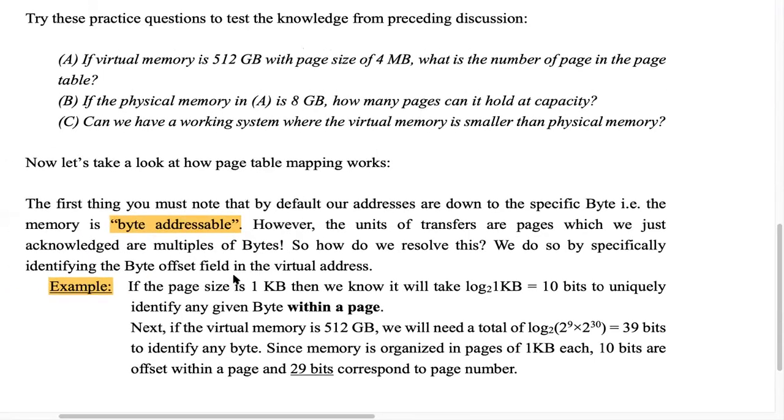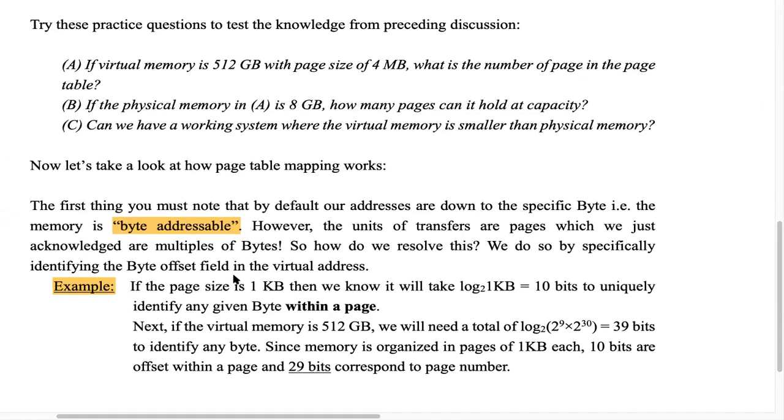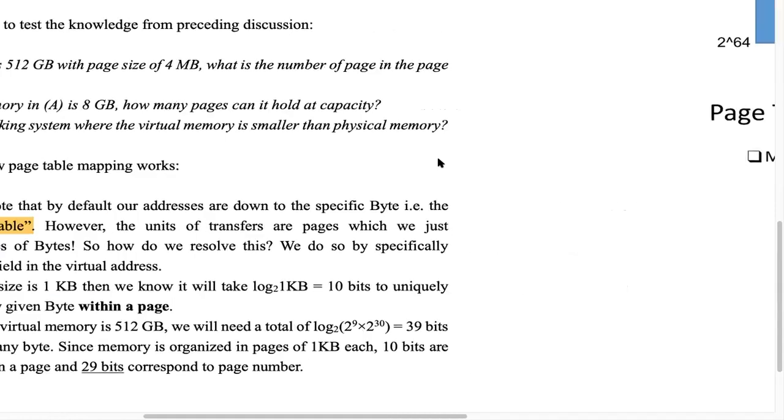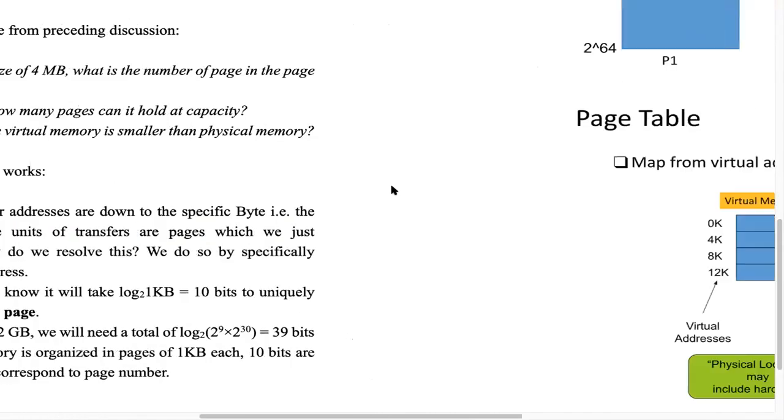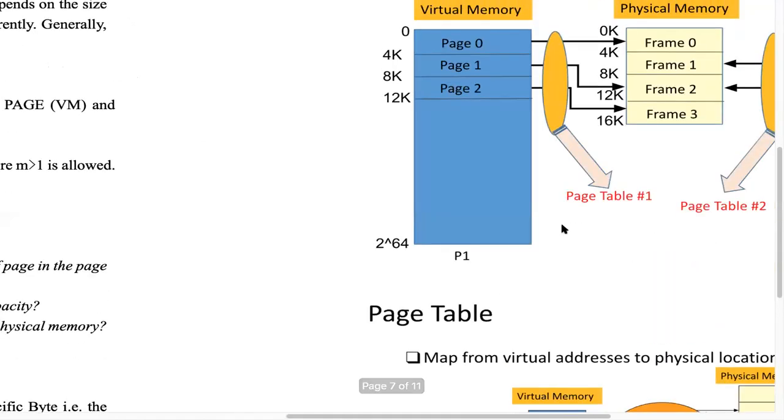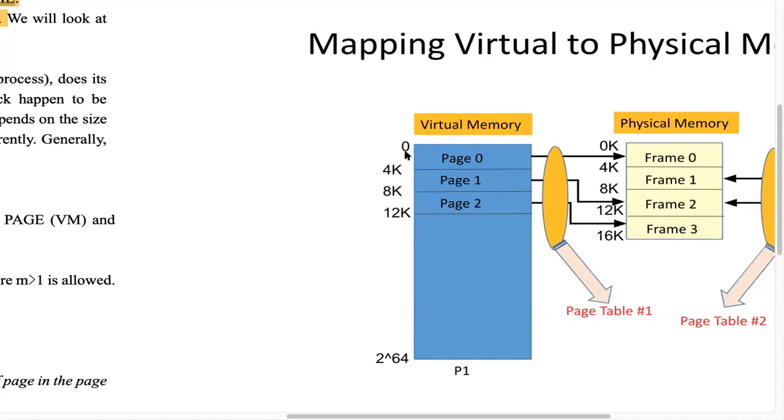Some more examples. One thing to note here is that everything is byte addressable. That's why we are not bothered about the B, because every record here in this 4K space is 1 byte. So it's byte addressable: at any location you get 1 byte at a time. In that case, we have 4 kilobytes in each page.